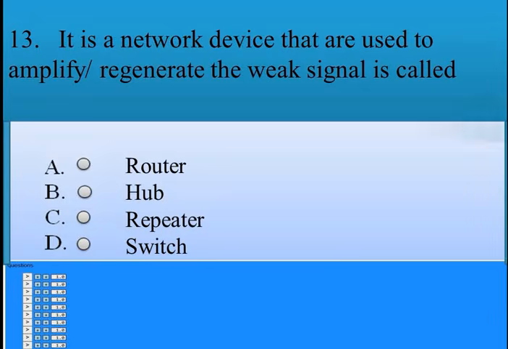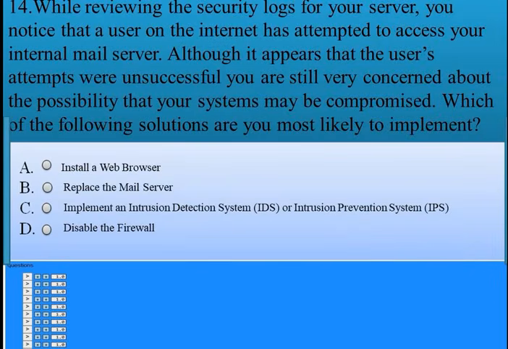Question number 40. While reviewing the security logs for your server, you notice that a user on the internet has attempted to access your internal mail server. Also, it appears that the user's attempts were unsuccessful. You are still very concerned about the possibility that your system might be compromised. Which of the following solutions are you most likely to implement?